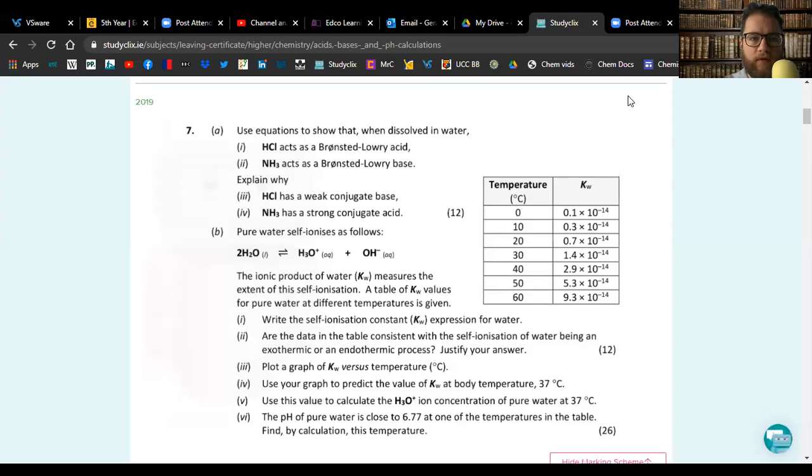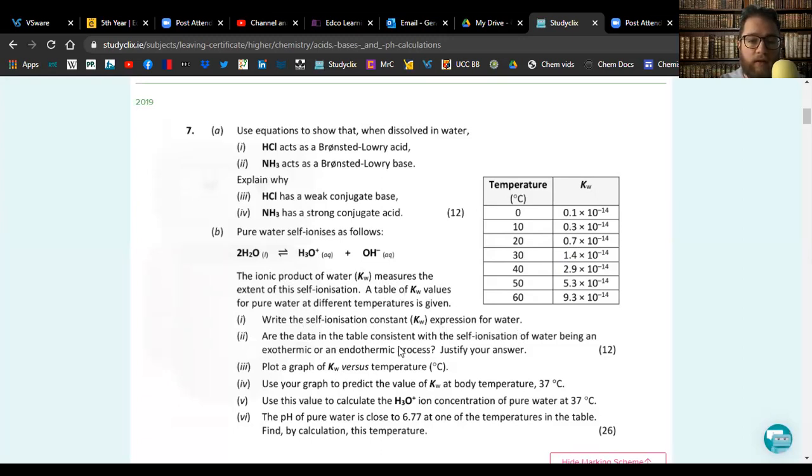And then just have a look at this question from 2019. You can see that here in part B, they talk about pure water self-ionizing to give us H plus ions and OH minus ions. They give us an ionic product of water table here on the right, showing us different temperatures and different Kws. But the part I want to focus on here is just the first part: write the self-ionization constant Kw expression for water.